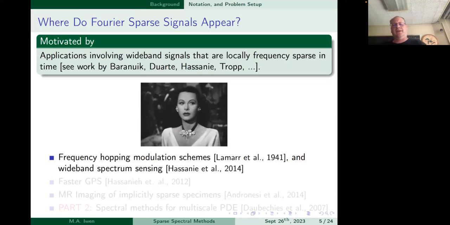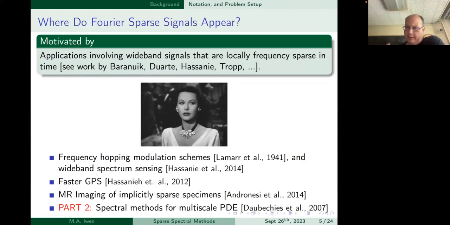So if you want to try to defeat these types of frequency hopping communication schemes, sparse Fourier transform or something similar to it would be helpful, because if somebody hops to a different frequency, you might be able to very rapidly figure out what that new frequency is in a time that's sublinear in the huge bandwidth they're hopping around in, and start listening in or jamming them again. So this is kind of the motivation for these things. There have been applications in faster GPS and other applications as well.